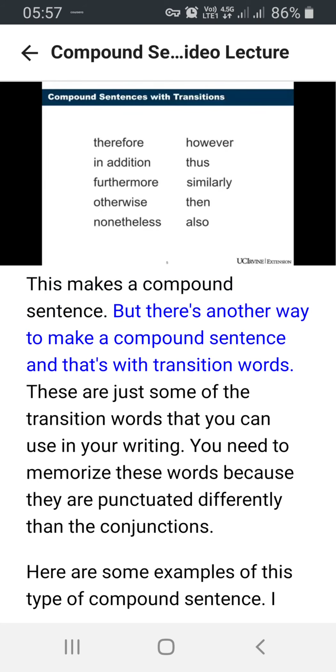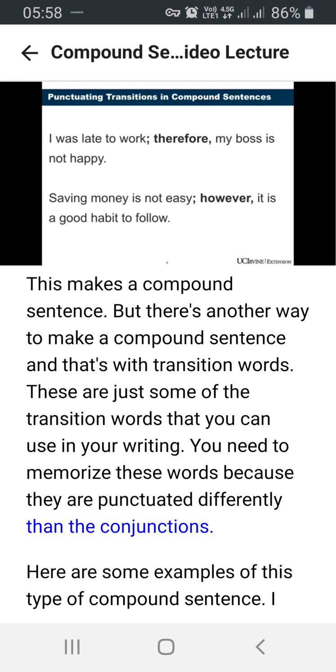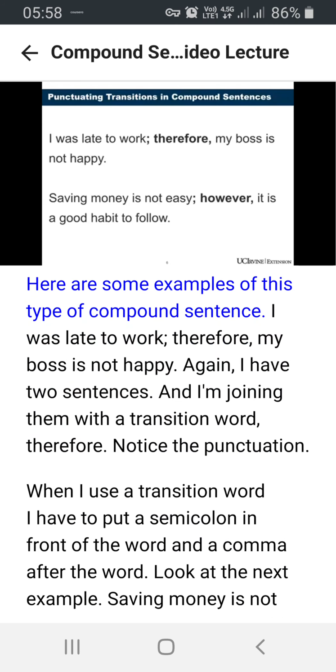But there's another way to make a compound sentence, and that's with transition words. These are just some of the transition words that you can use in your writing. You need to memorize these words because they are punctuated differently than the conjunctions. Here are some examples of this type of compound sentence.